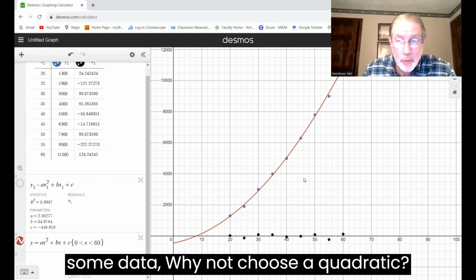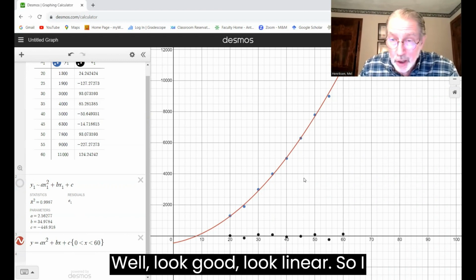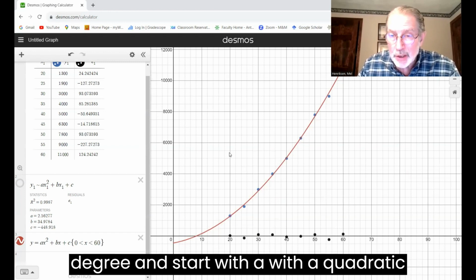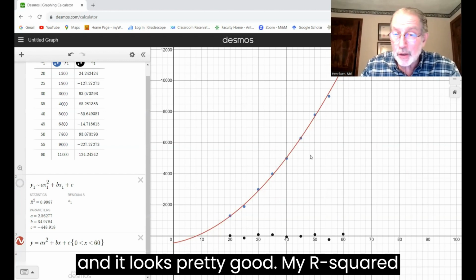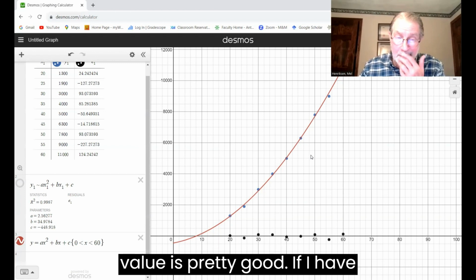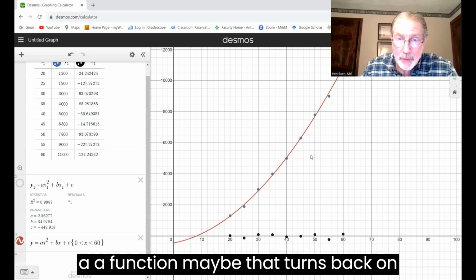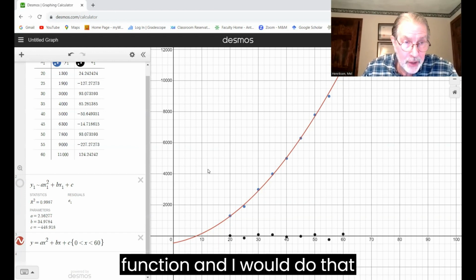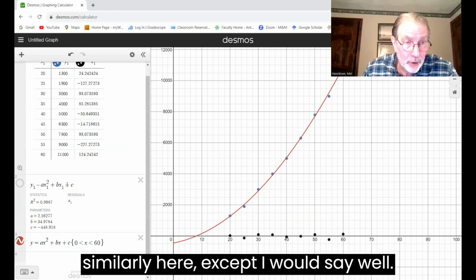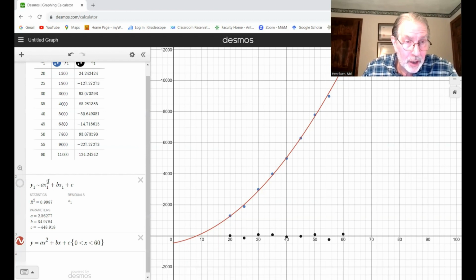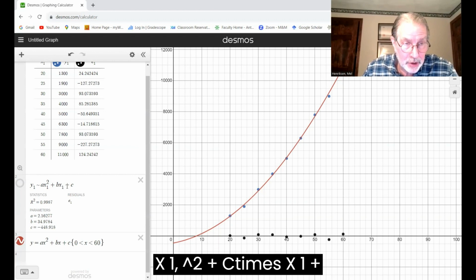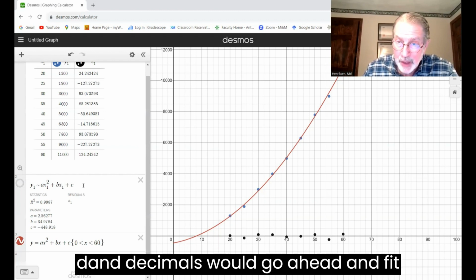See some data. Why did I choose a quadratic? Well, it didn't look linear, so I thought I'd bump it up 1 degree and start with a quadratic, and it looks pretty good. My R squared value is pretty good. If I have a function maybe that turns back on itself, maybe I want to try a cubic function, and I would do that similarly here, except I would say, well, a times x1 cubed plus b times x1 squared plus c times x1 plus d, and Desmos would go ahead and fit a cubic function.